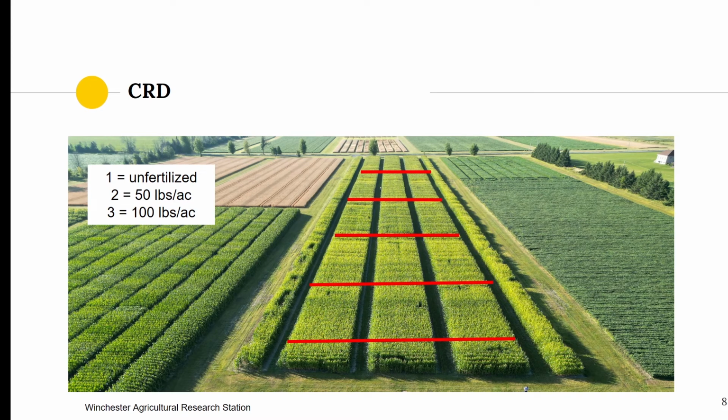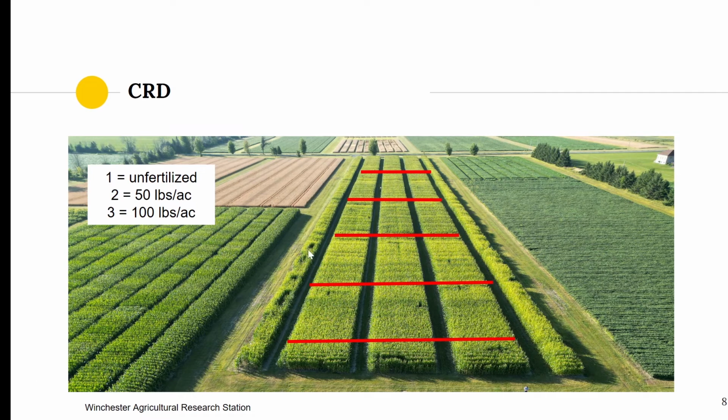Here's a field example of a completely randomized design. This is a photo of the Winchester Agricultural Research Station in Eastern Ontario, and you can see I have 12 plots. I've just made this up a little bit. I have 12 plots, and I have 3 different rates of fertilizer I'm applying. So I have 1 factor, which is fertilizer. I have 3 factor levels, or 3 treatments, and I have 12 plots. So I basically have 4 replicates because I have 12 plots and 3 treatments. So each treatment is applied to 4 different experimental units.